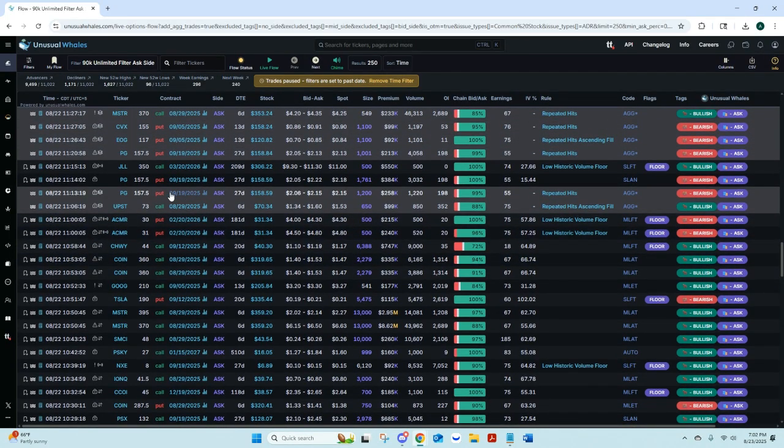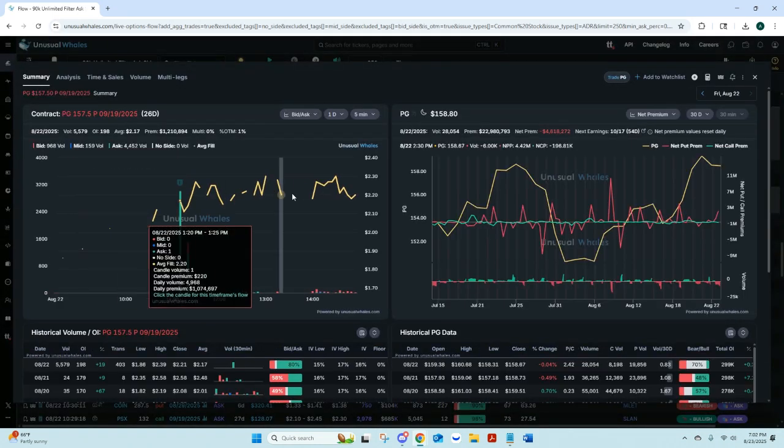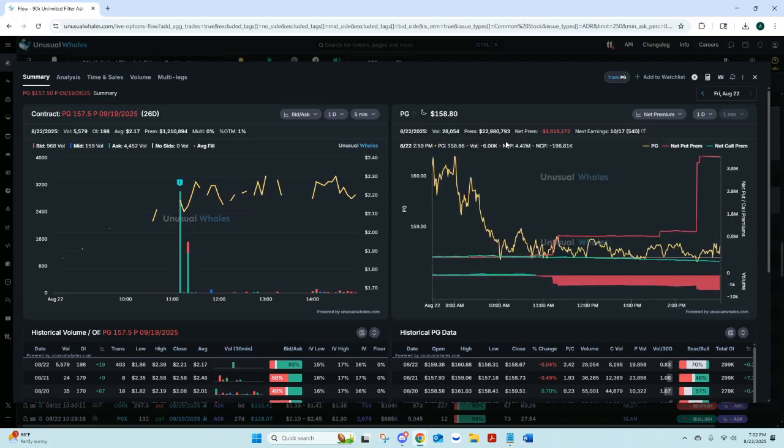Okay, so this would be an interesting one to me here. These 919 PG 157.5 puts coming in at the ask. Good size over open interest. Good premium. Let's look at these Procter & Gamble's. And you can keep this up. I usually just keep it on a daily level. Okay, having a big spike in that net put premium when that flow came in.